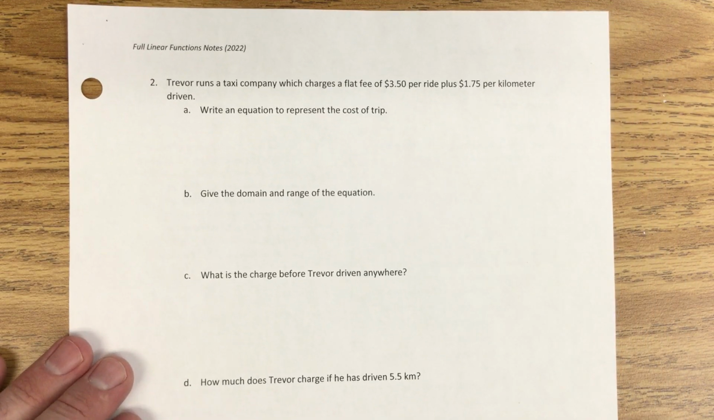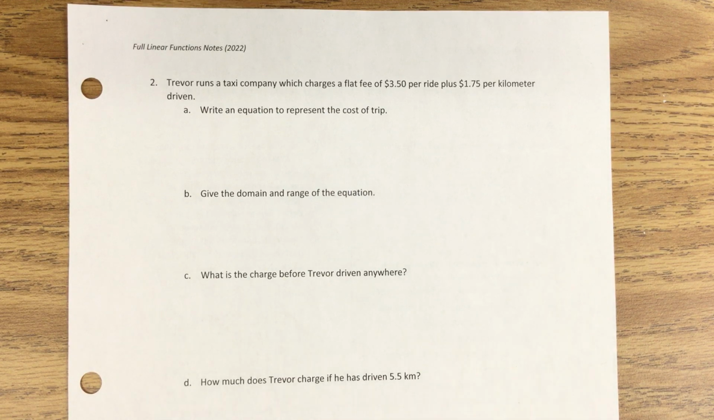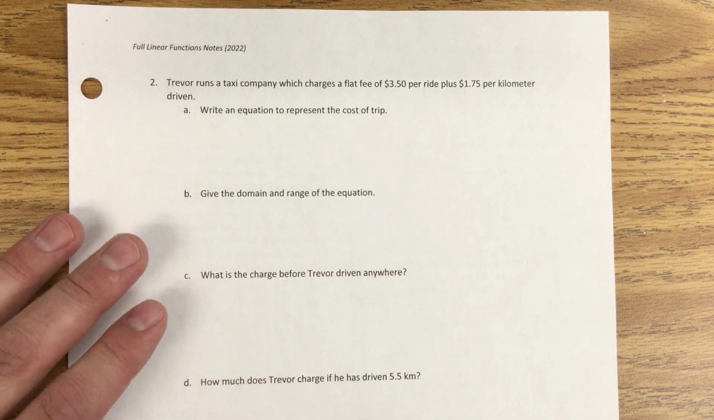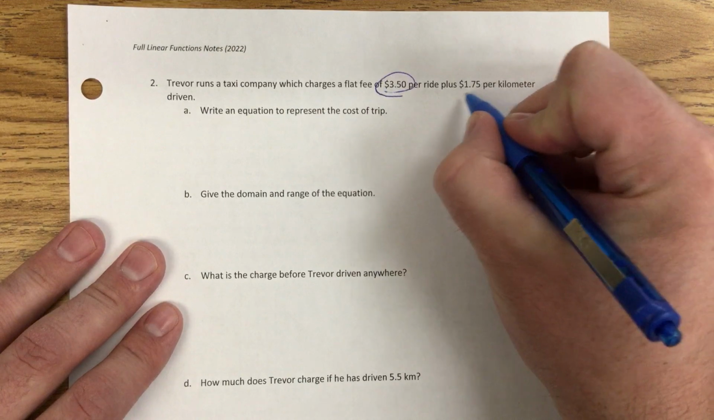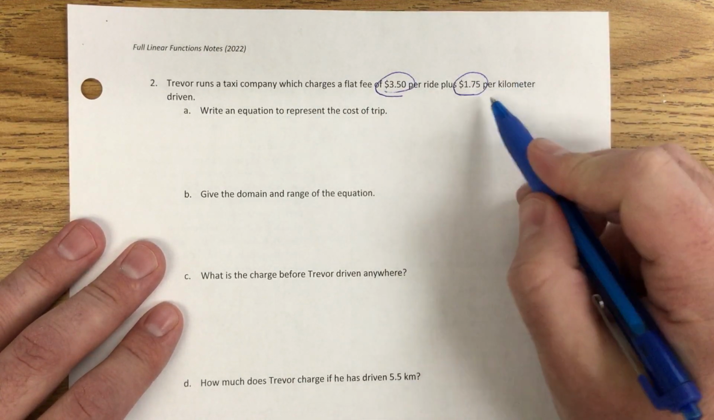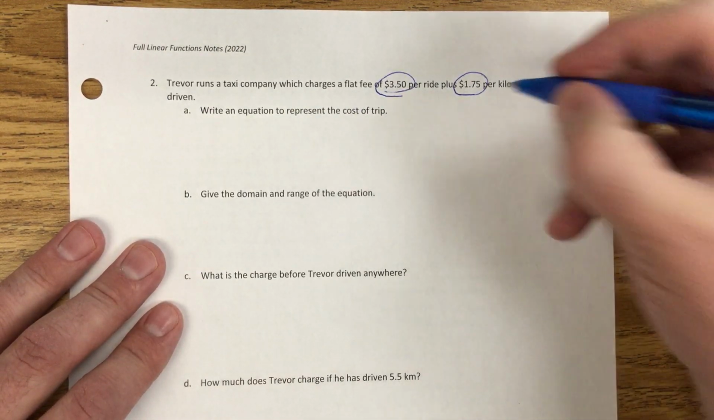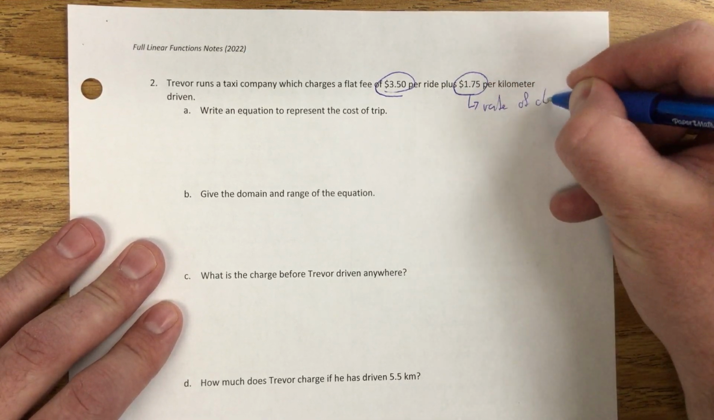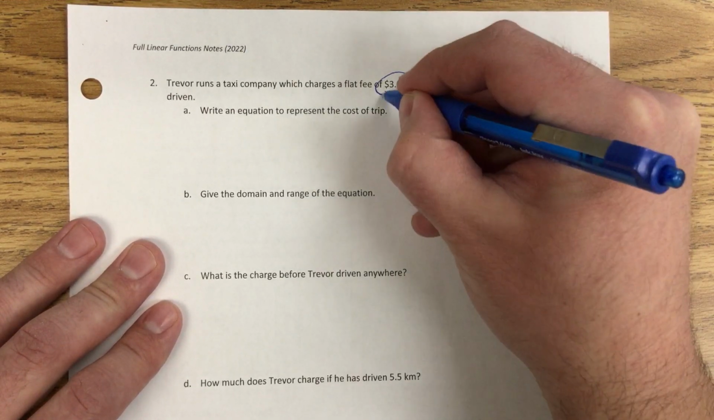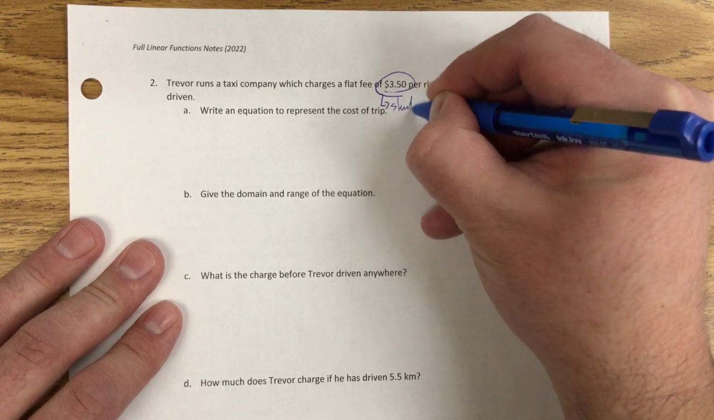Now let's look at a second example. In this case, we don't actually have a graph, but we're given two values that are going to help us to solve this problem. We're told that Trevor runs a taxi company which charges a flat fee of $3.50 plus $1.75 per kilometer driven. Well, if we look at this, this is definitely our rate of change, how things are changing, and this is our starting point.